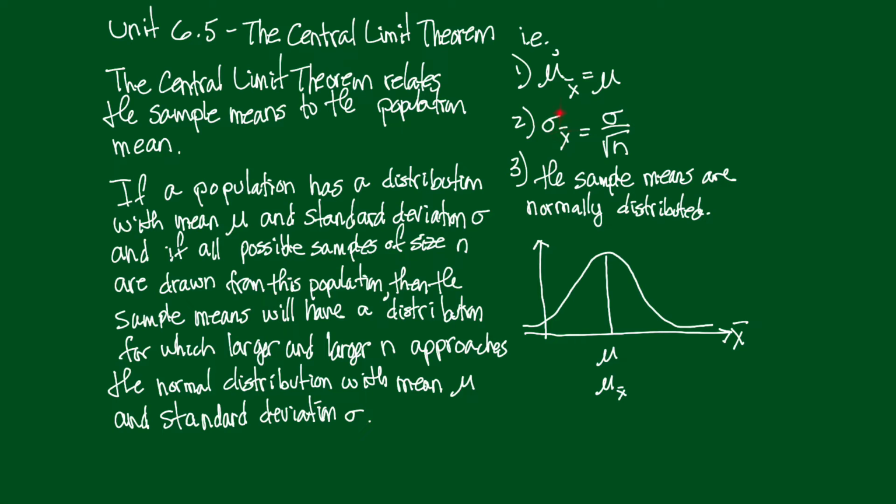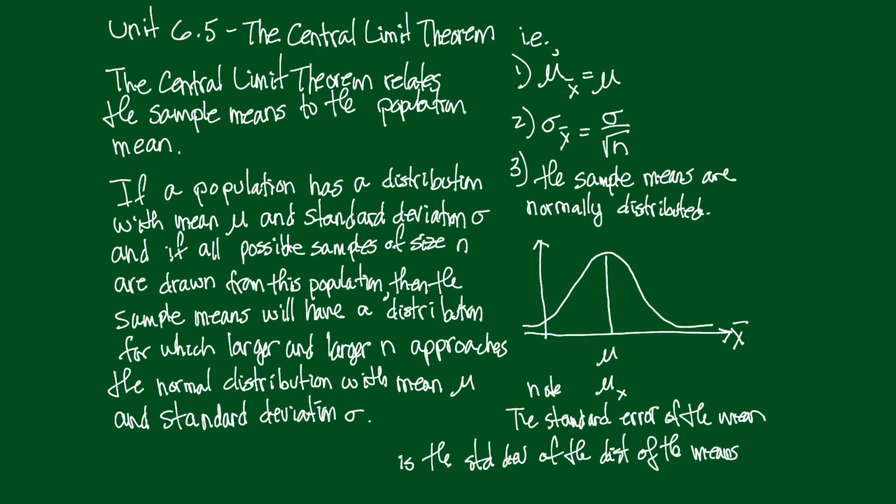And then the standard deviation of those means is not quite just the standard deviation of the population, but rather the standard deviation of the population divided by the square root of the sample size. And then the third one is that the sample means follow that normal distribution.